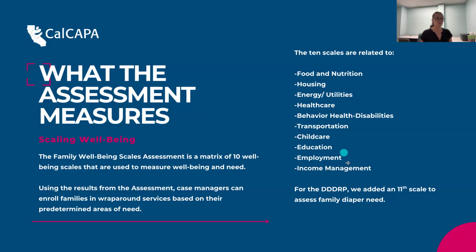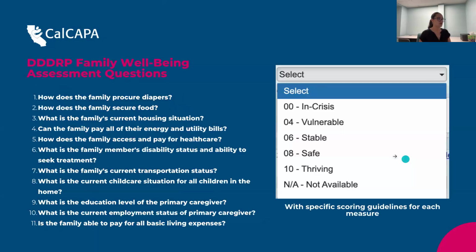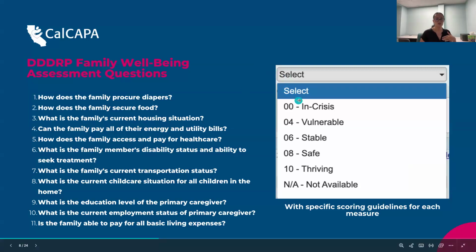So going into what the assessment measures for the diaper program, we use an 11 scale matrix. Without the diaper need, it would be a 10 scale matrix based on these 10 areas. And using the results from the assessment, case managers, like I said, can enroll families in what the diaper program calls wraparound services based on their predetermined areas of need. So we measure, as you can see on the next page, these are the questions and they select 0 to 10, in crisis to thriving.